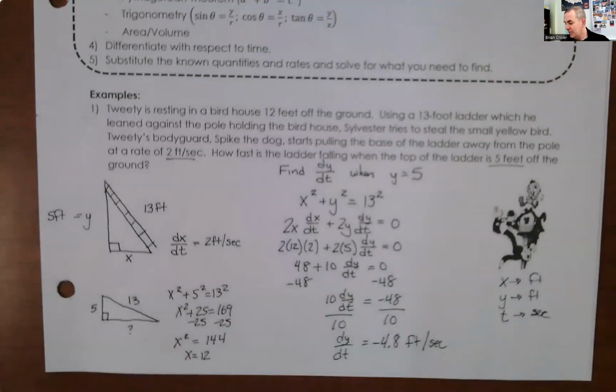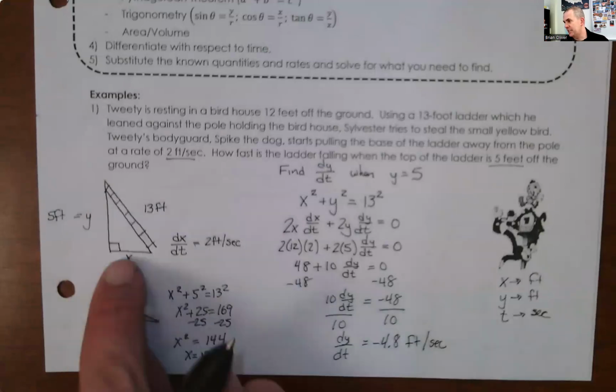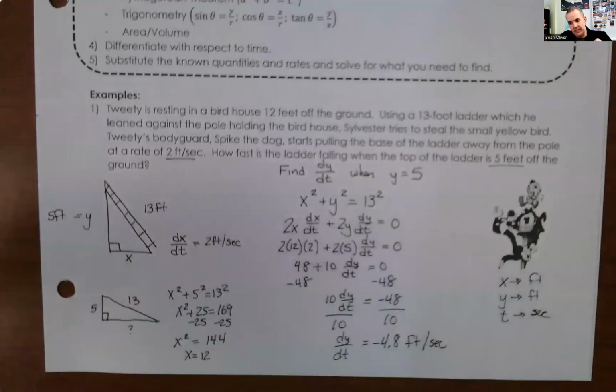So what that says is this thing is dropping because it's negative. As we're pulling the ladder away from the wall, the top of that ladder is dropping at a rate of 4.8 feet per second. So that's called a related rate problem. It uses implicit differentiation to do it. So that was the first one we did in class.